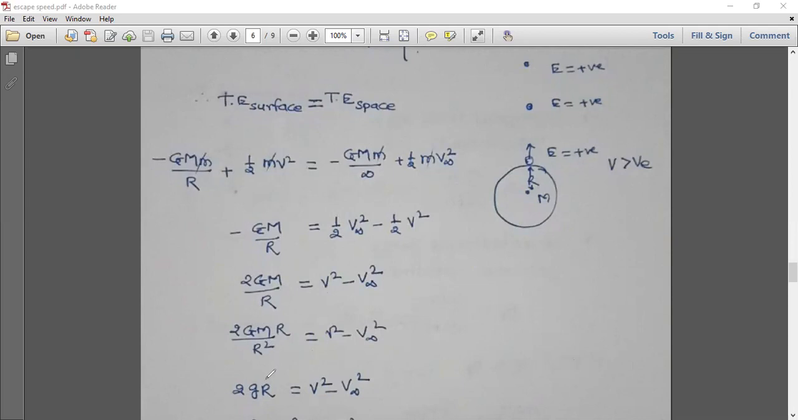and I want the values in terms of escape velocity. That's why what I am doing here, I am multiplying and dividing with R, and therefore 2GM by R, that is, GM R by R squared. This value is nothing but what? Small g. That's why I have substituted here.